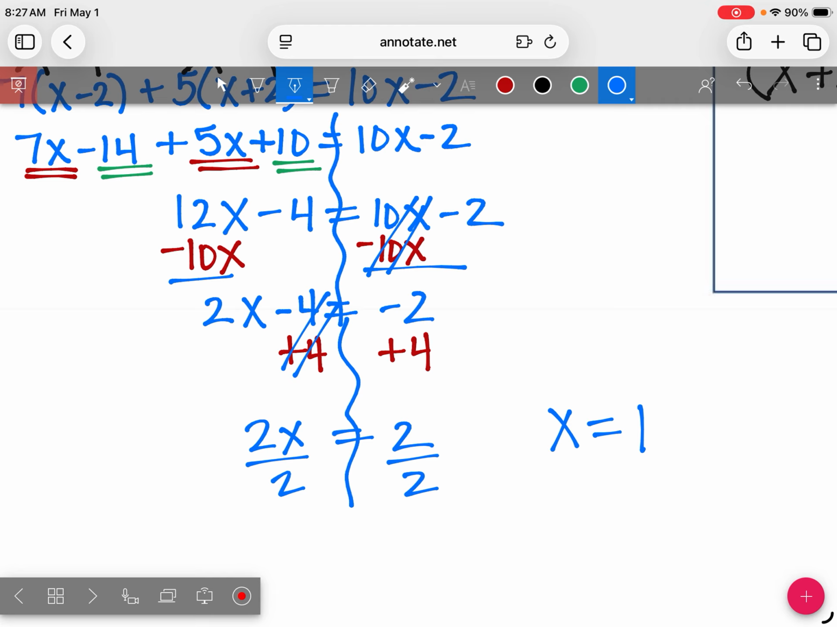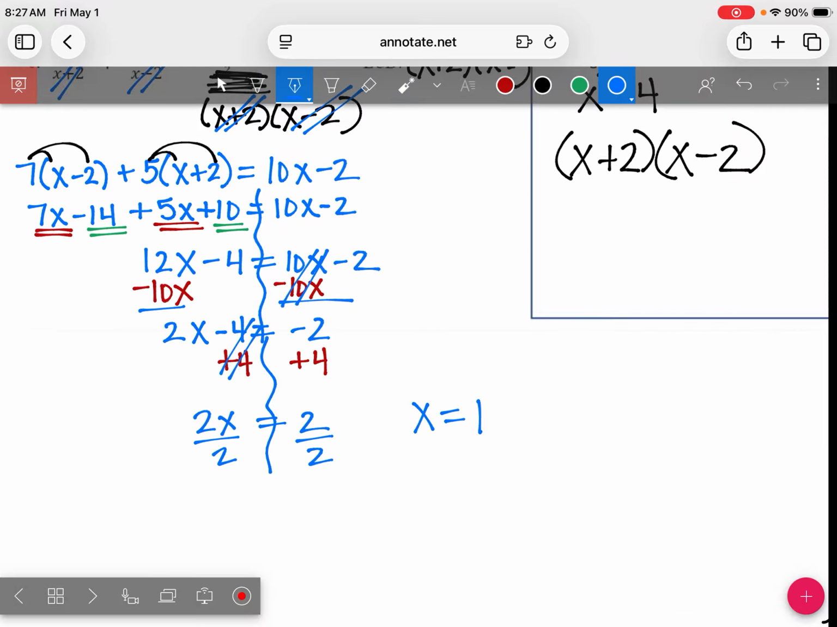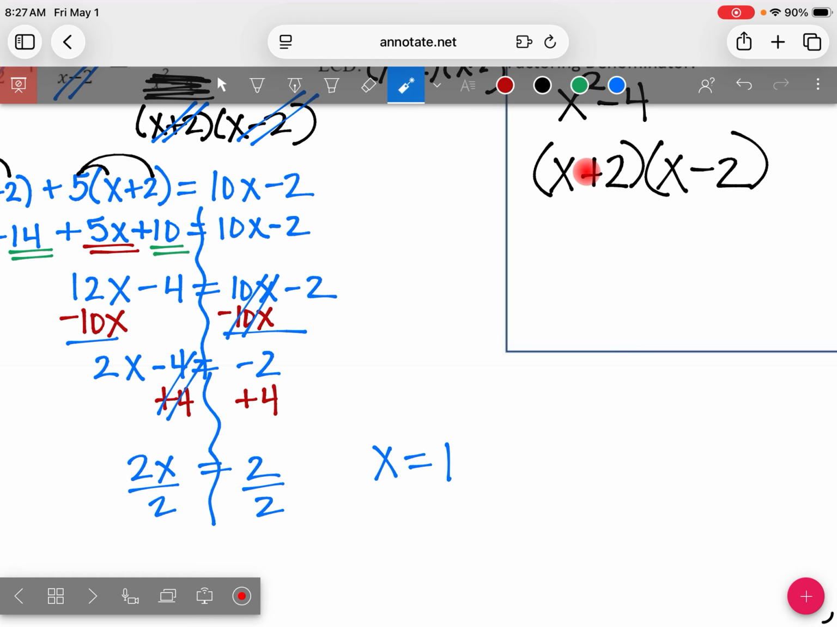One more time. Let me give y'all a chance. I know y'all tired. We got to put it in here. These have to be positive. So who said, I keep saying positive. They don't have to be positive. They cannot be 0. They cannot be 0.